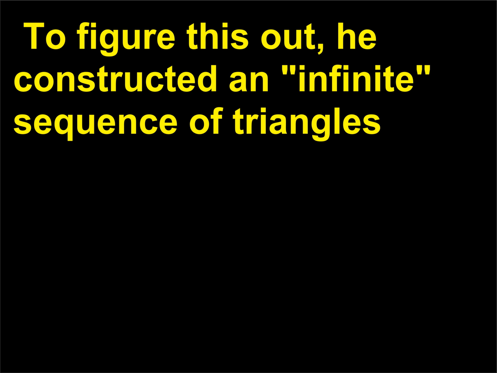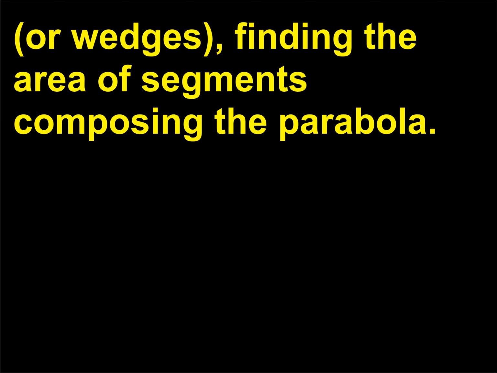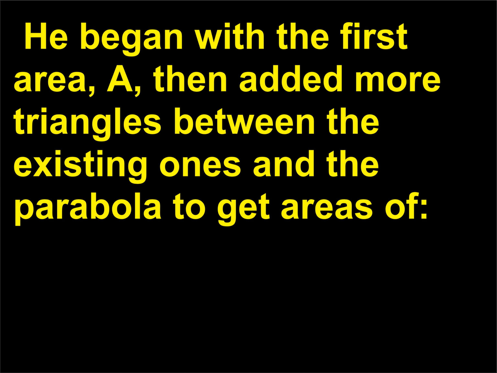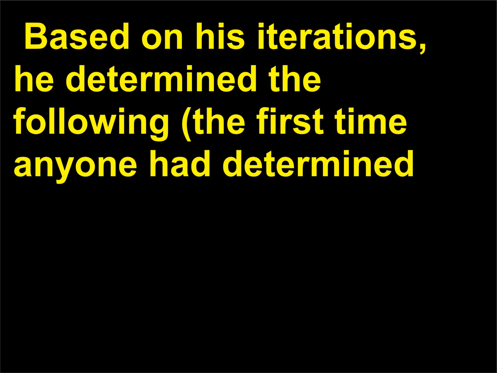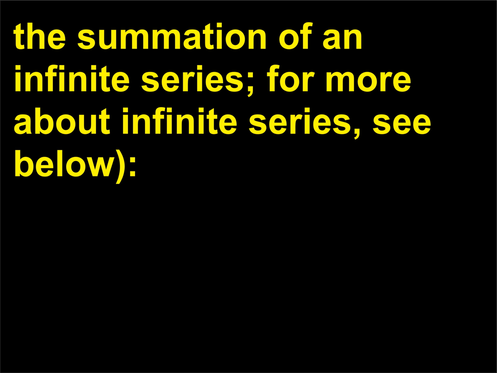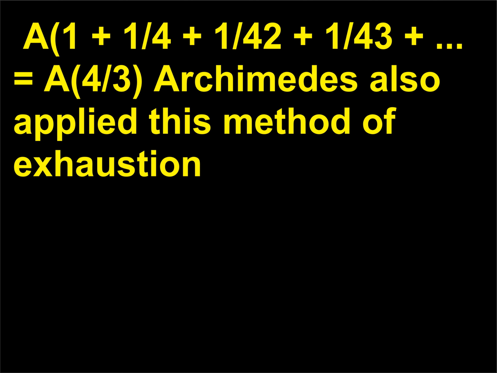To figure this out, he constructed an infinite sequence of triangles, or wedges, finding the area of segments composing the parabola. He began with the first area, A, then added more triangles between the existing ones and the parabola to get areas of A, A and A/4, A and A/4 plus A/16, A and A/4 plus A/16 plus A/64, and so on. Based on his iterations, he determined the following, the first time anyone had determined the summation of an infinite series. For more about infinite series, see below. A times (1 plus 1/4 plus 1/4² plus 1/4³ plus ...) equals A times 4/3.